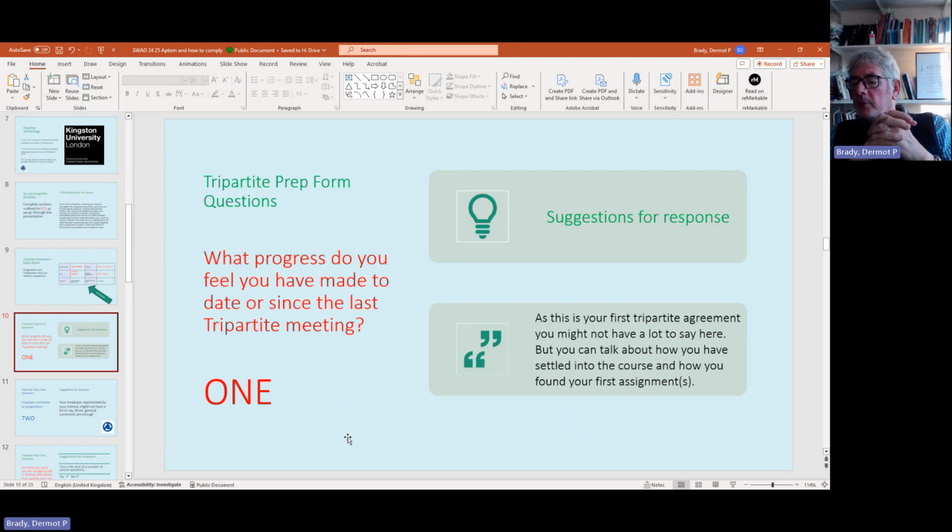And the first time you do this, it perhaps makes less sense than it will later on, because what progress do you feel since the last tripartite meeting? Well, there hasn't been one, but you have been on the course. You've been on the course for maybe 2 or 3 months by the time you see this. And you can talk about how you're settling in, how you find your first assignment, because certainly you have already, I hope, submitted that. At the time of recording, that's where it was at for 4011.